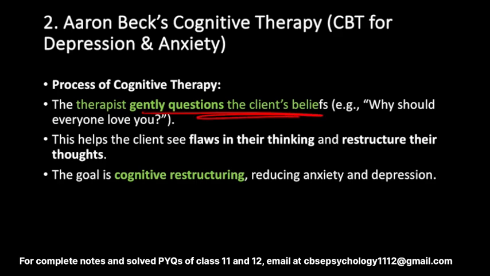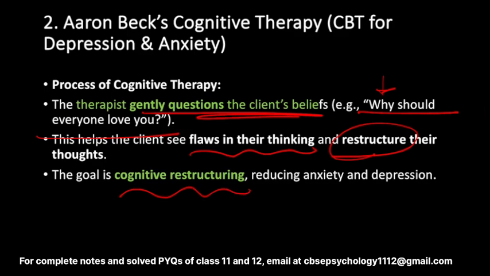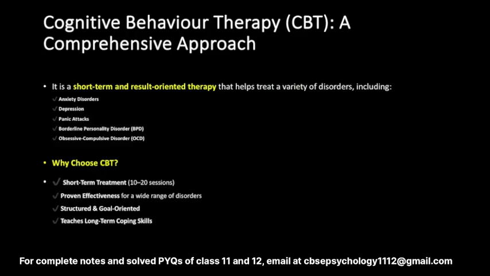That is, for example, if the person says that everyone should love me, then they ask why should they do so. This helps the client see flaws in their thinking, and then they're encouraged to restructure. For example, restructure this statement of everyone should love me, and what would be a better alternative for it. The goal is cognitive restructuring. This is the end point, which would help in reducing anxiety and depression.